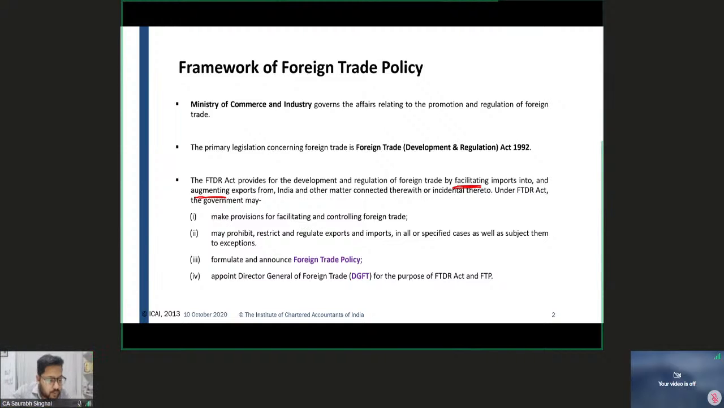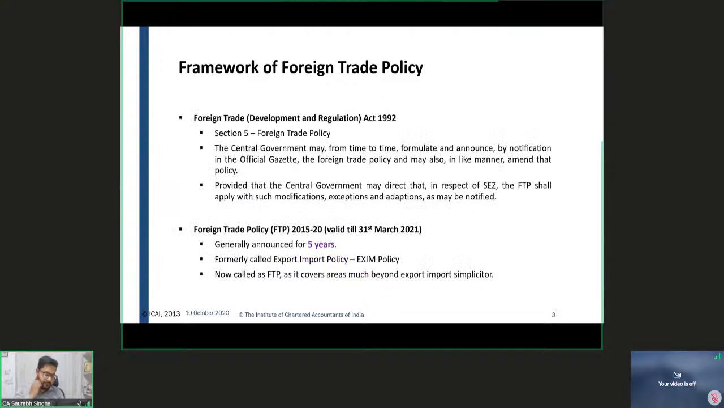And the act also provides for appointment of a DGFT, Director General of Foreign Trade, who is the head of the Foreign Trade Department, who manages, administers, governs, controls the various provisions of foreign trade policy. So basically, DGFT is nothing but the department, like CBIC for taxes of GST. Similarly, for FTP, the department is DGFT. And that is what this Act provides for.